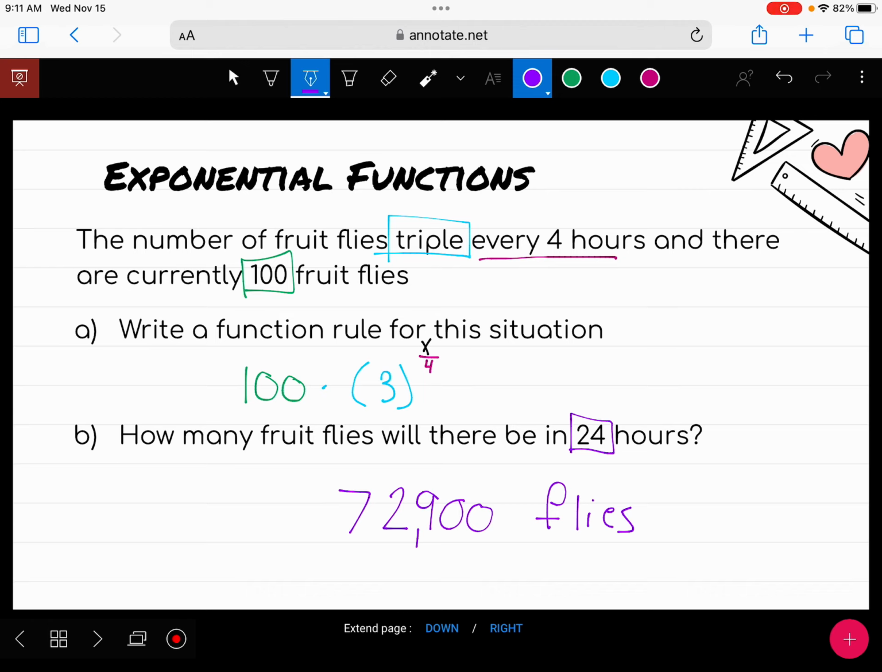Okay, so you guys have done these before. Like, we've worked with exponential functions. Granted, we spent a whole chapter on them last time, but we're going through it.